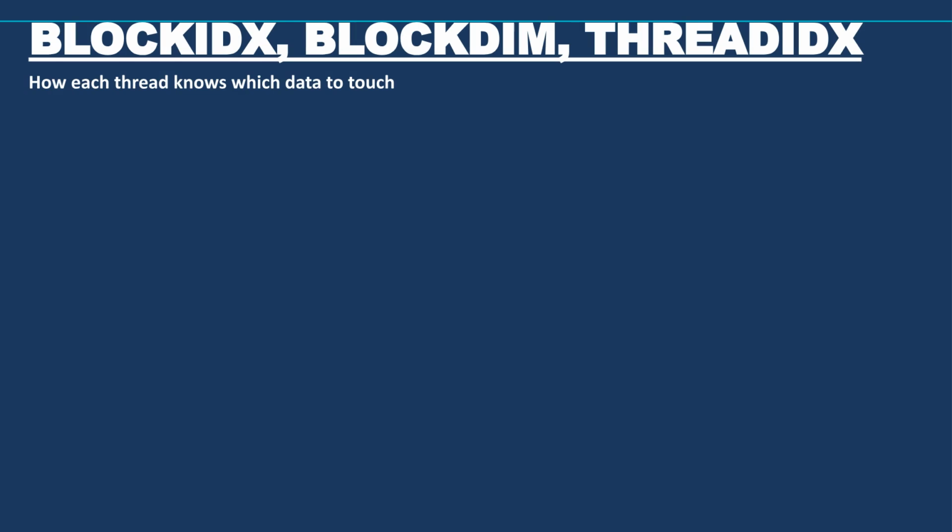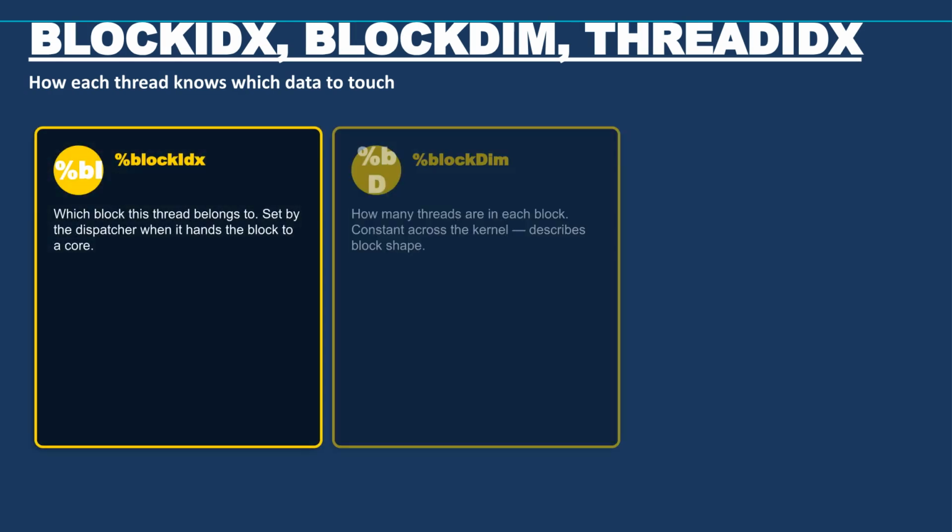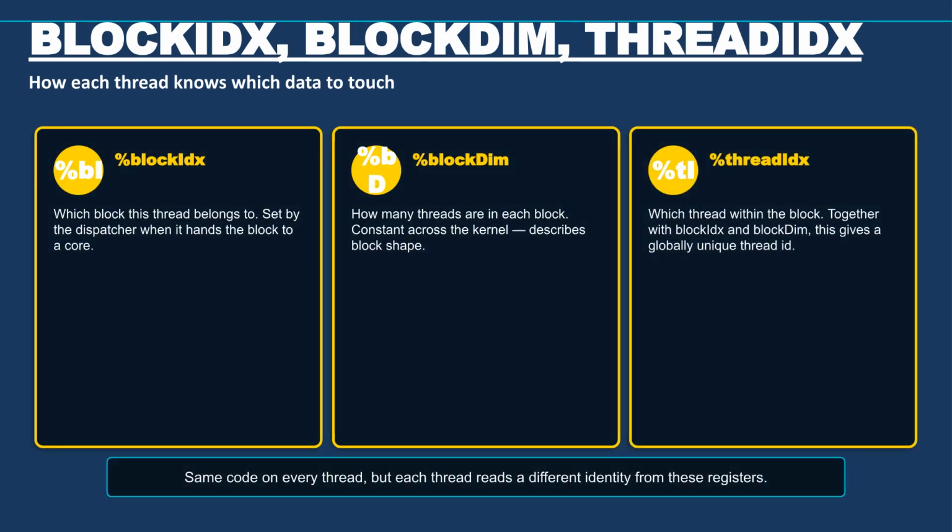The identity registers %blockIdx, %blockDim, and %threadIdx are read-only. They tell the thread where it is globally, how large its block is, and its index within the block. This allows the same code to access different data elements.